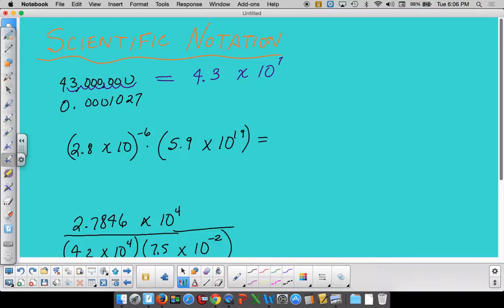Our second example here, the 0.0001027. Well, okay, if I move it so I only have 1 number left of the decimal, that means the decimal is going to move to be after the 1. So we have 1.027 times, I move the decimal point 1, 2, 3, 4 places. Okay, that's a tiny little decimal number. Therefore, it has to have a negative exponent. It's times 10 to the negative 4.